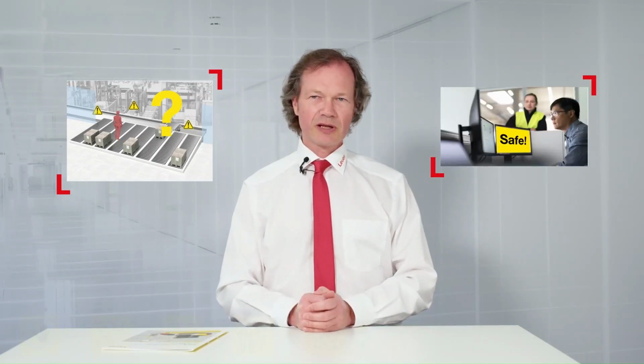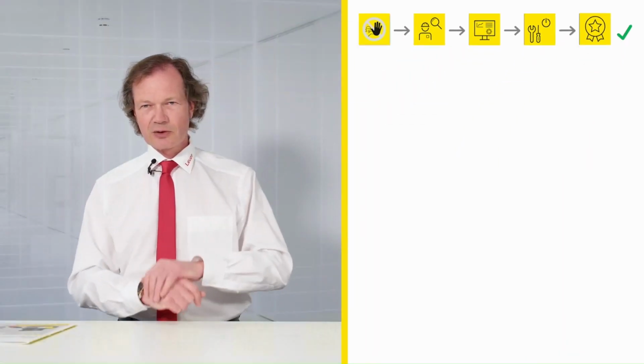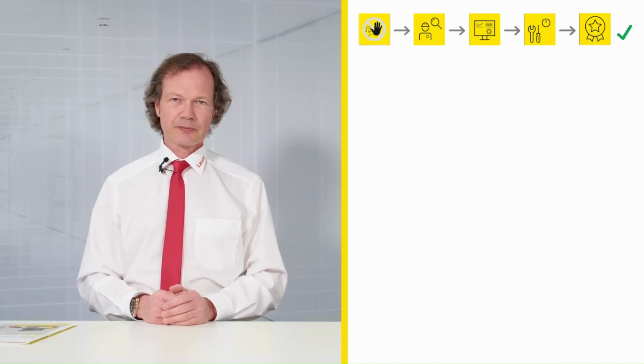Do you know how safe your machine or system is? Even if no safety issues have occurred so far, this does not mean a guarantee for the future. Or are you developing a new machine that needs a safe design? In both cases, the question is, what is the path to a safe machine? This overview shows the essential steps and the sequence. Let's take a closer look at each step.